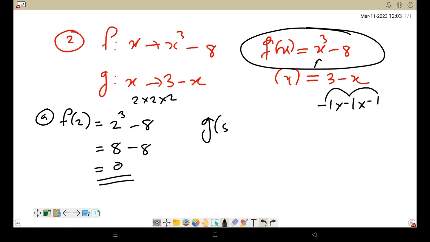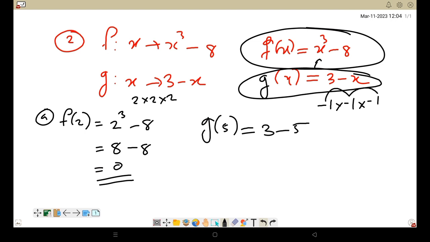Next one, g of 5. You know that g of x is equal to 3 minus x. So what about g of 5? That is 3 minus 5, because here this is x and the x value is 5. What is 3 minus 5? That is minus 2.